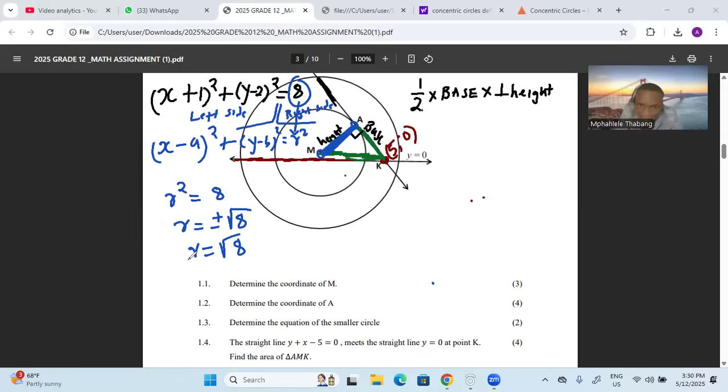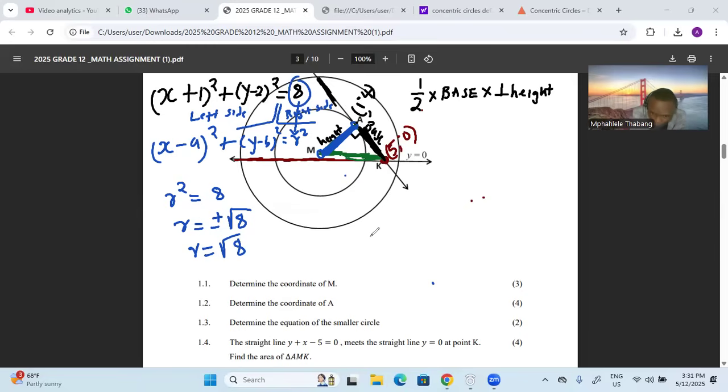Now I need to find the base side. I need to find this side, which I'm referring to as the base, which is the distance from A to K. What are the coordinates of A? I need to recall the coordinates of A. Didn't I write the coordinates of A somewhere? I would have made a big mistake if I did not write them. Yes, I wrote them. It's 1 and 4. We did find this coordinate. It's 1 and 4.